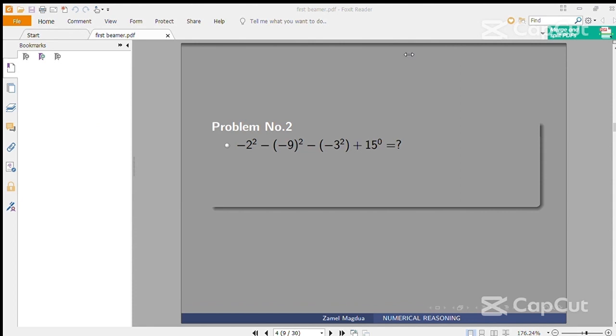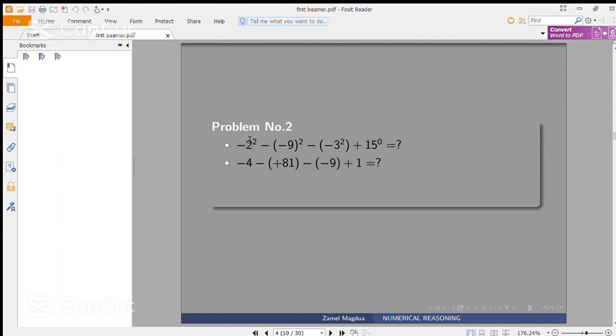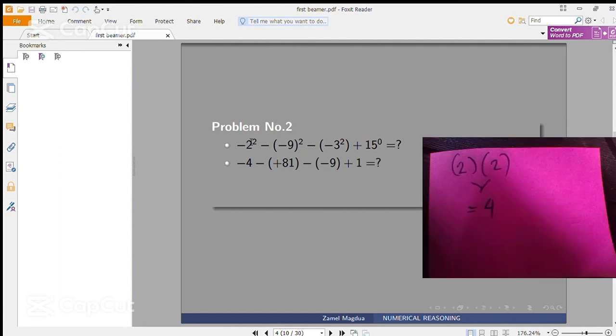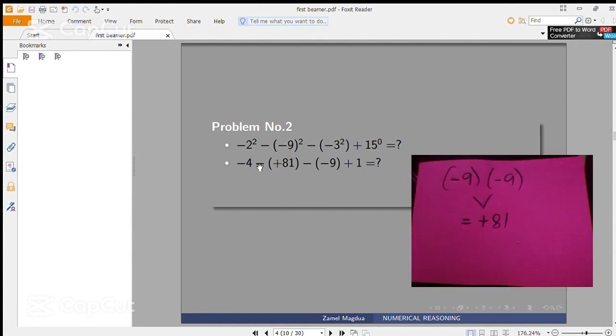Now, for problem number 2, -2 raised to 2 minus -9 raised to 2 minus -3 raised to 2 plus 15 raised to 0. We are also going to use PEMDAS. So, for -2 raised to 2, we are only going to multiply 2 to itself 2 times. So, 2 times 2 equals 4, and then copy the negative sign, and then for -9 raised to 2, negative is enclosed with parenthesis and the power is outside the parenthesis, thus, -9 times -9 equals 81.